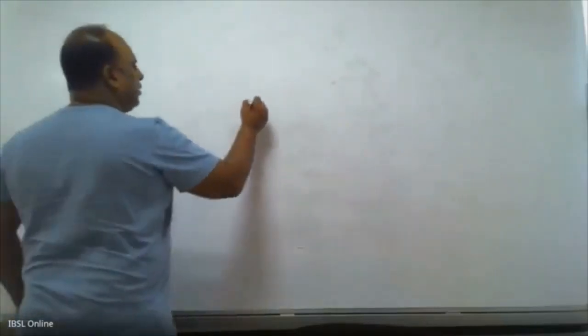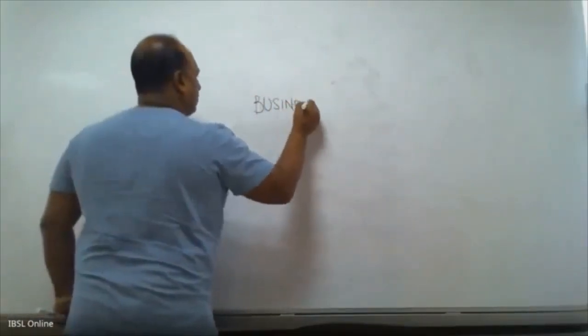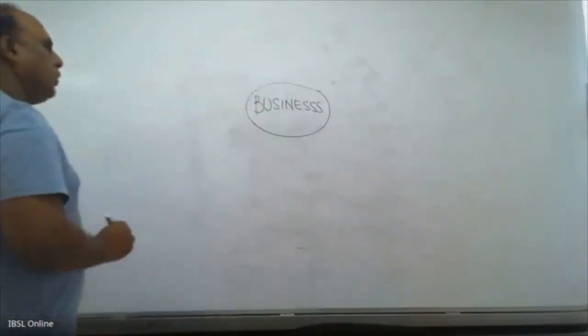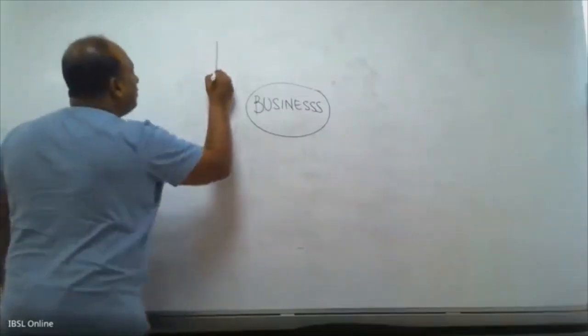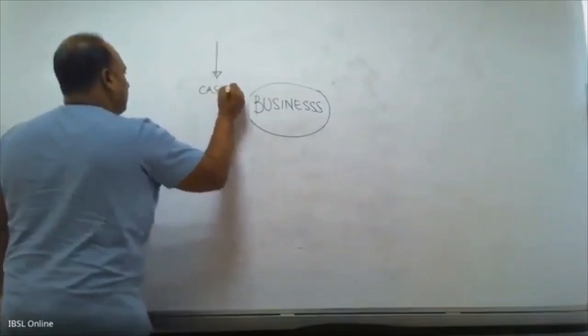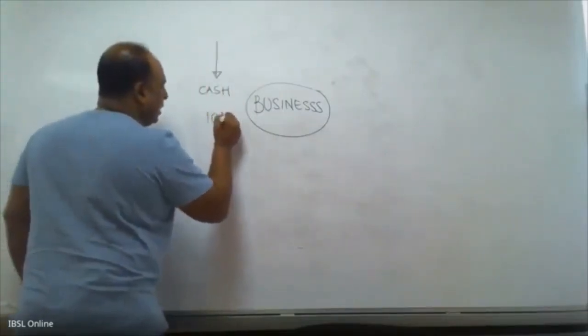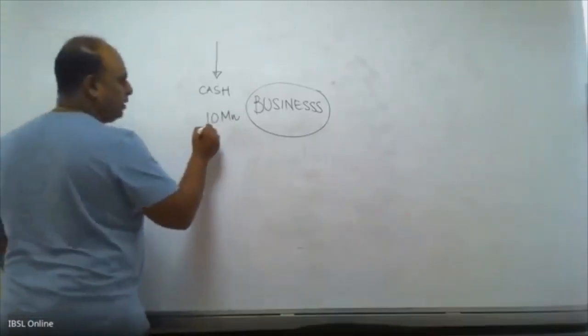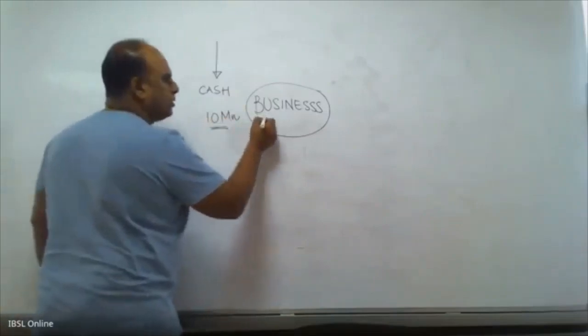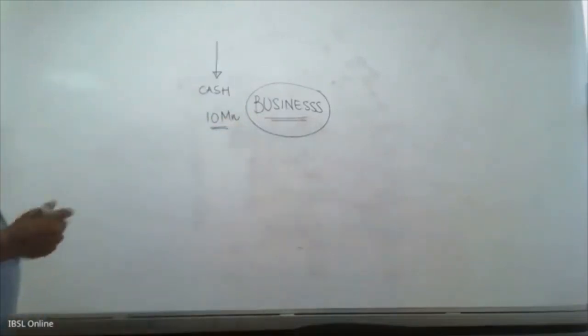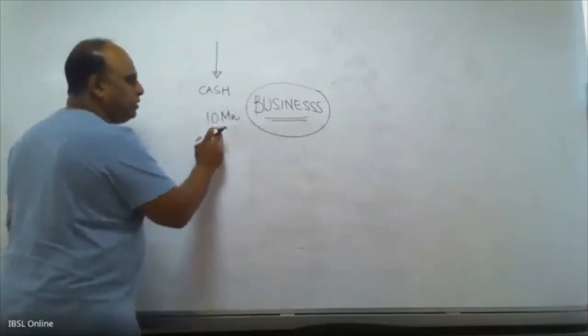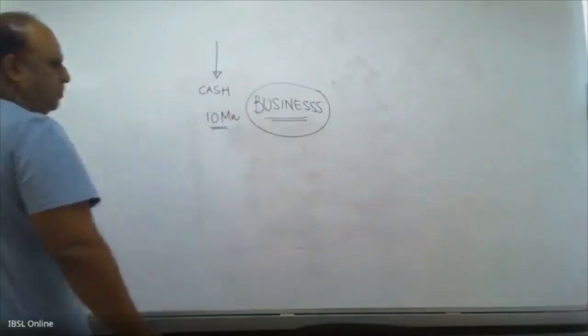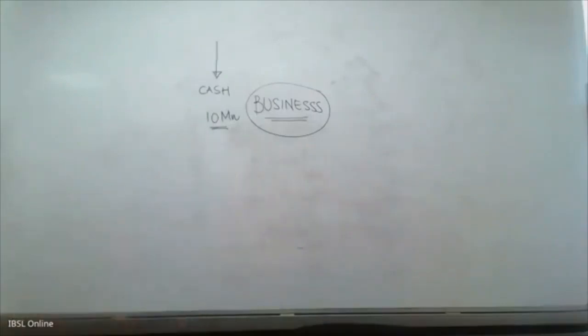So let's talk about an example where I start a new business. What do I do to start the business? I bring in cash. Let's say I brought in 10 million cash. Now this 10 million cash is not mine. Who is the owner of this 10 million? I am the owner of the business, but this 10 million doesn't belong to me. It belongs to the business. Later on, we will learn that concept, which is called the business entity concept.